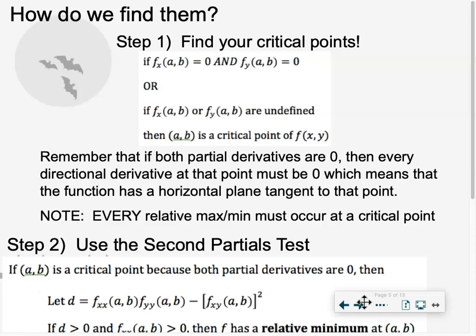You could also have a critical point if one of your first partials is undefined, but I don't ask that of you. Anyway, they're all going to be 0 in this one. But it could still be a critical point even if it's undefined, right? Absolutely. If one is 0 and one is undefined, even if we're not asked that, if one of the partials is undefined, it's a critical point. Something weird is happening there.